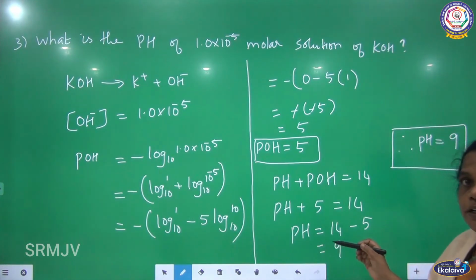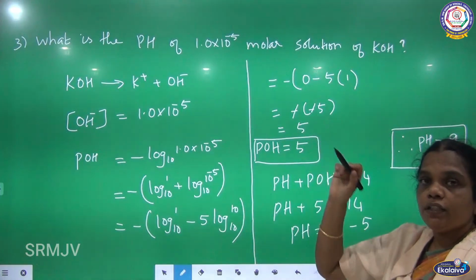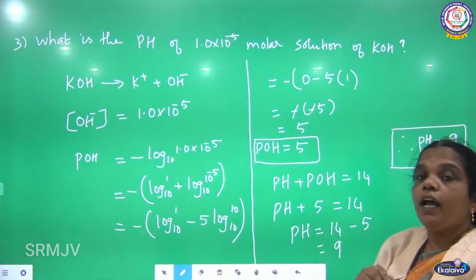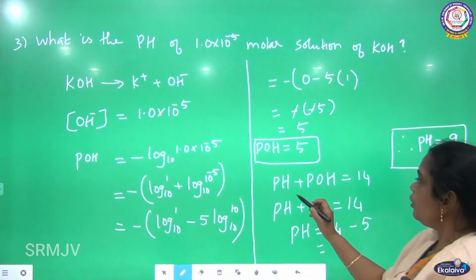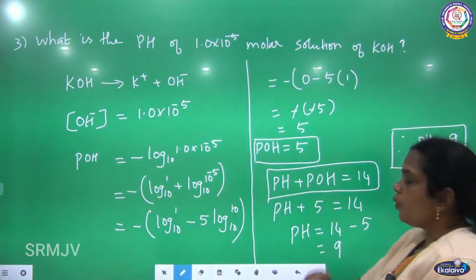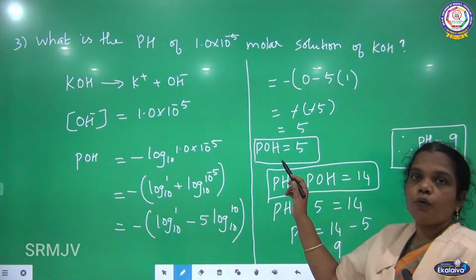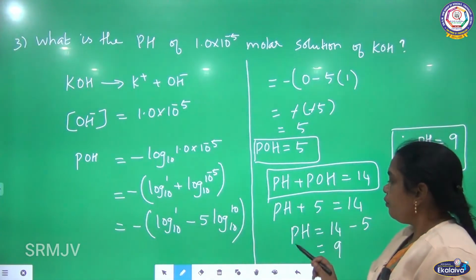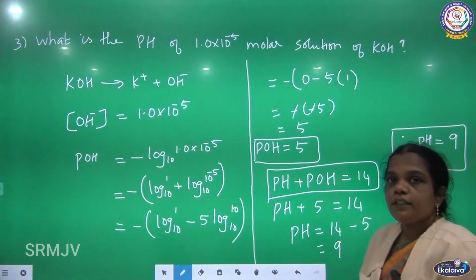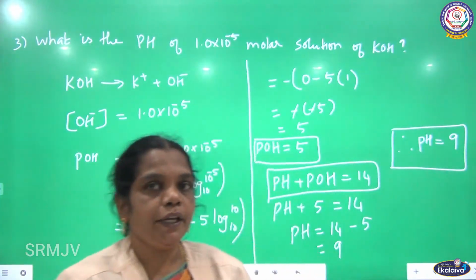In this way, you have to find out the pH value for the given base. First you have to write the pOH for the given concentration. After that, you have to find the pH value based on the relationship pH plus pOH equal to 14. Now you find the pOH value, substitute and find the pH of the solution. So the pH of the solution is 9, greater than 7, so the given medium is a basic medium.